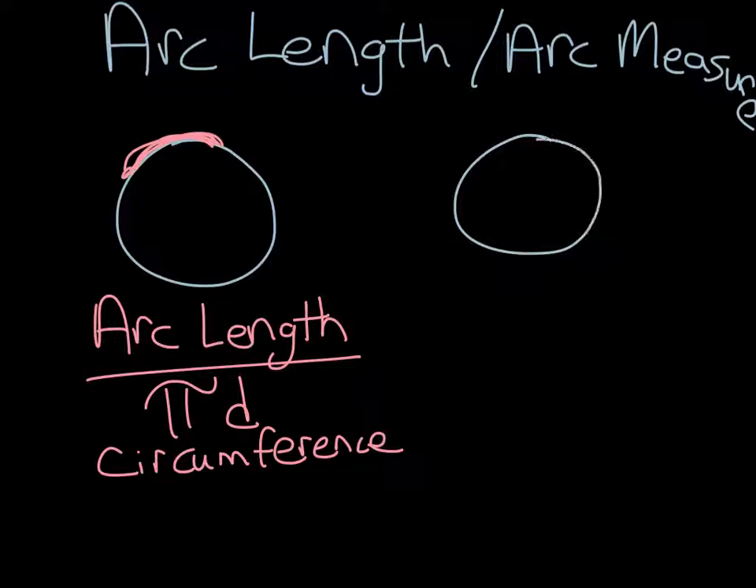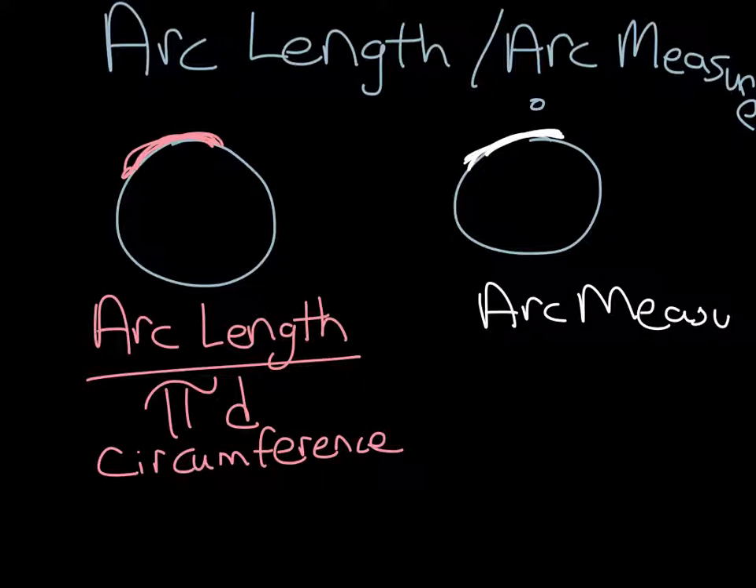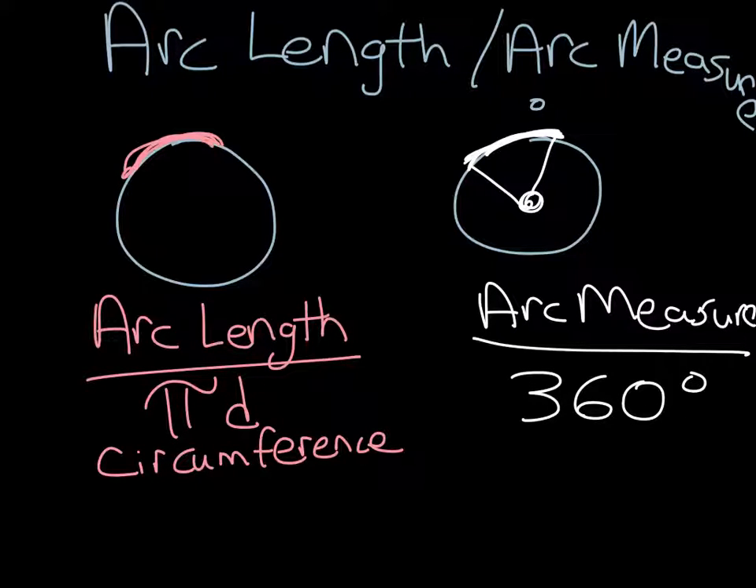Then when we're thinking about the arc measure, it is in degrees. So if we were looking at the same arc here and we were trying to find its degree measure, it is part of the entire circle. So the arc measure, which of course is in degrees, would be the same number of degrees as a central angle, and that is part of the 360 degrees in a circle. And I can set those equal in order to solve for a missing value.